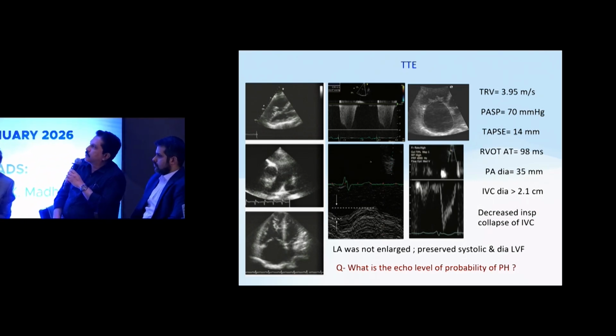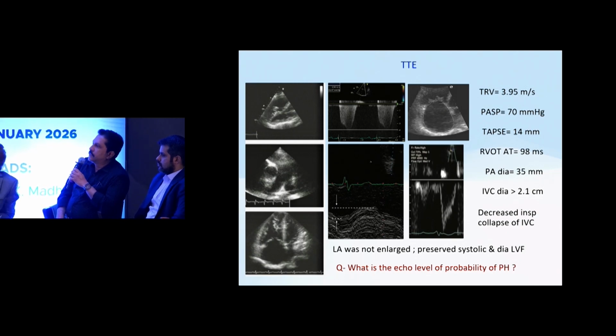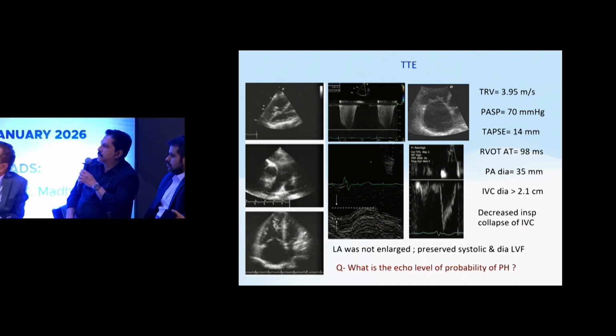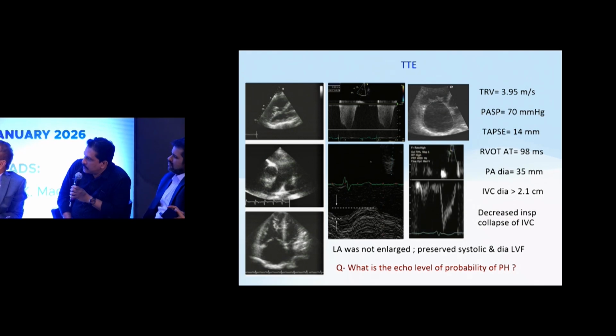Again, right ventricular outflow tract acceleration time, usually less than 105, shows the probability of pulmonary hypertension. And the pulmonary diameter, there also it's more. And IVC, there is a decreased respiratory collapse. And as you point out, there is preserved systolic and diastolic left heart function also. So what is the echo probability of PH? Very high. Very high. Very high.